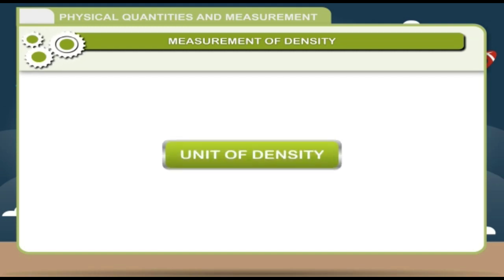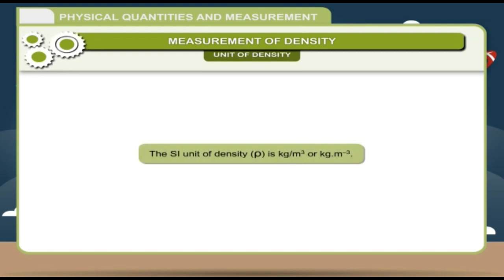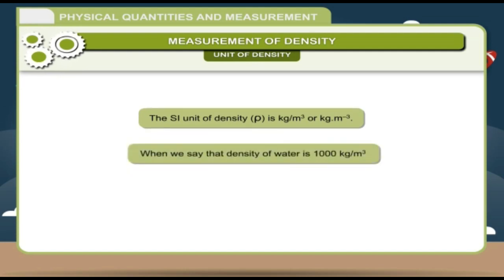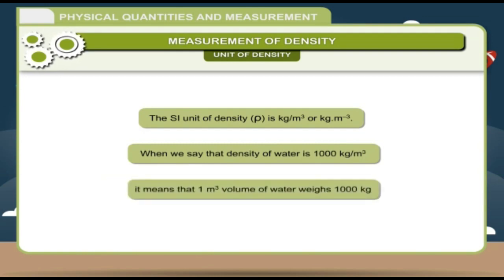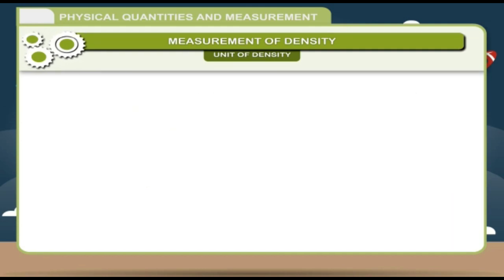Unit of density. The SI unit of density, ρ, is kilogram per meter cube, or kg m^-3. When we say that density of water is 1000 kilogram per meter cube, it means that 1 cubic meter volume of water weighs 1000 kilogram. A smaller unit is gram per centimeter cube.